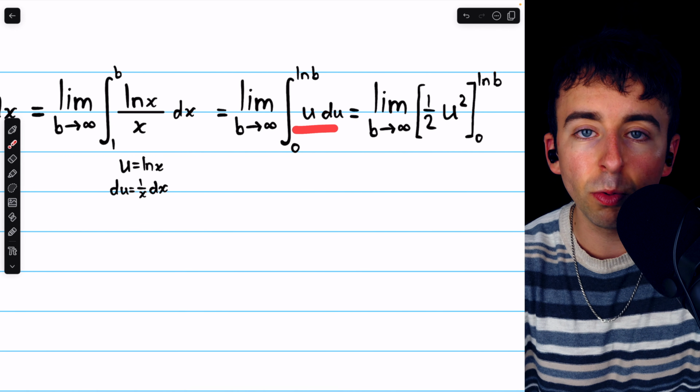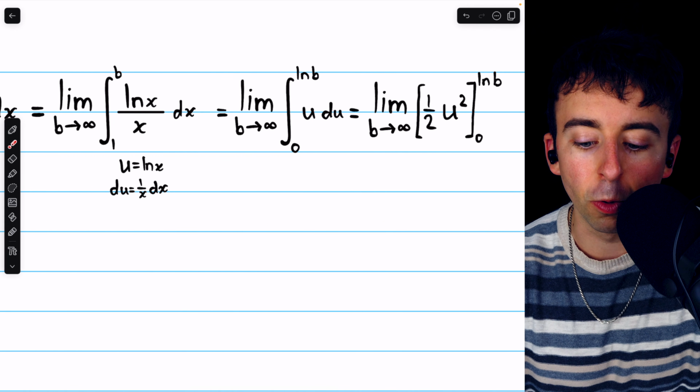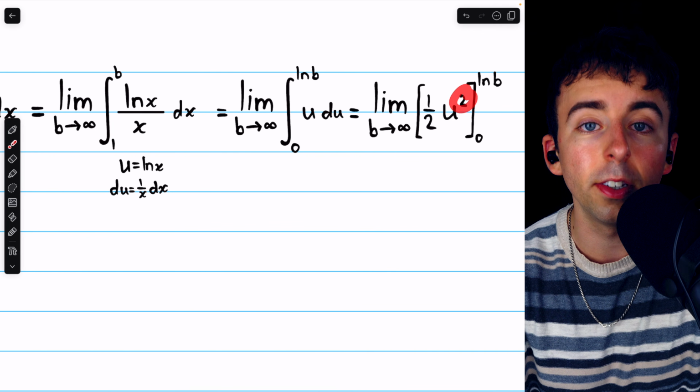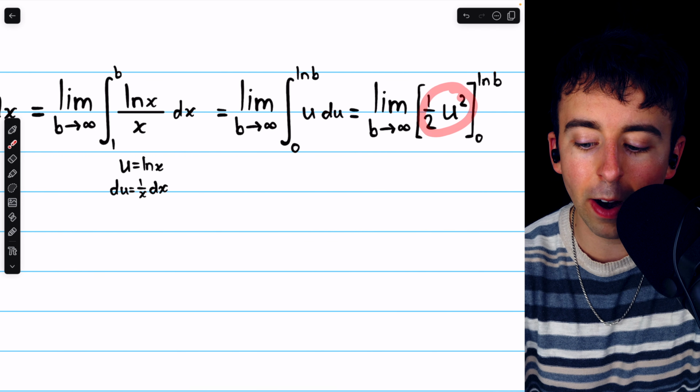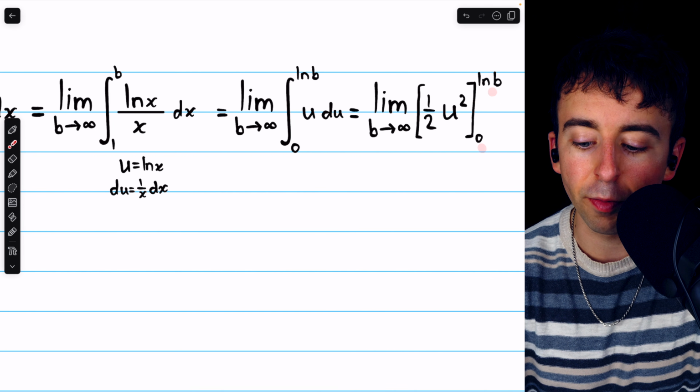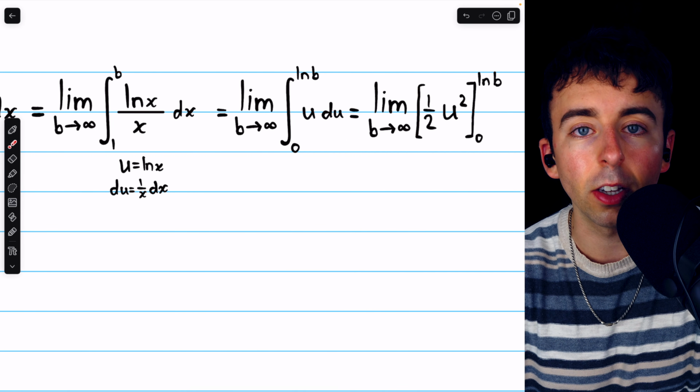Now to integrate this, we just use the power rule. Increase the power by 1 up to 2, and then divide by the new power. Hence we have 1/2 u squared, going from 0 to the natural log of b, and we're taking the limit as b goes to infinity.